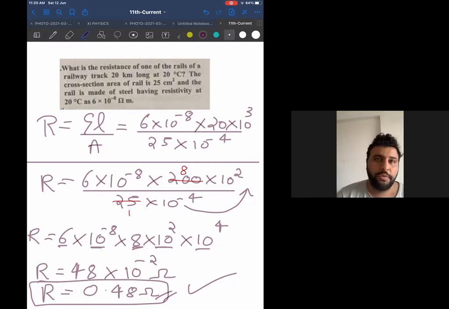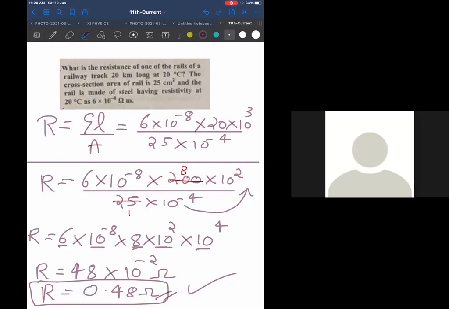Can we go to the next one? All of you reply whether you are okay with this, whether you have got it, and we go to the next one. Yes, sir.